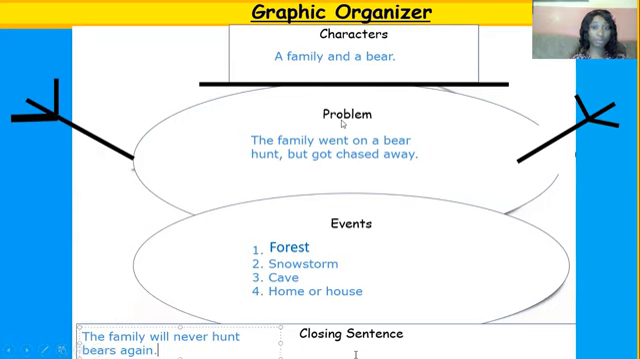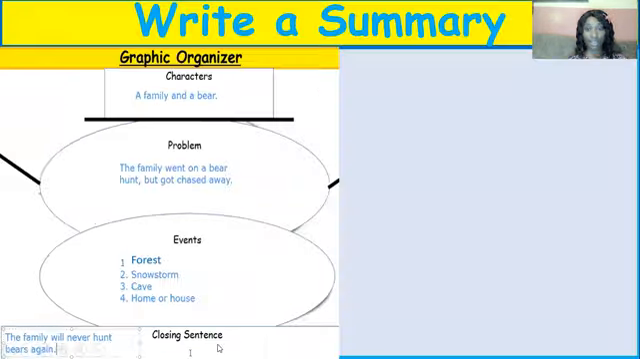Do you remember the problem? The family went on a bear hunt but got chased away. And what were the events, the places mentioned in the story? There was a forest, a snowstorm, the cave, and the family's home or house. And we also decided on a closing sentence. The family will never hunt bears again.